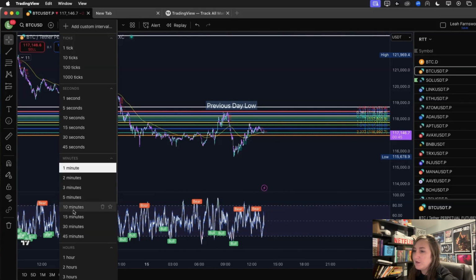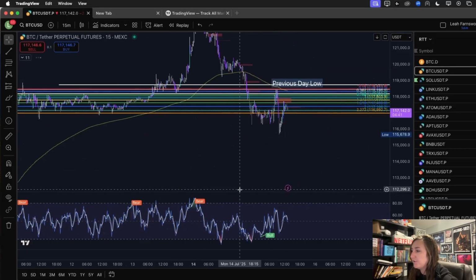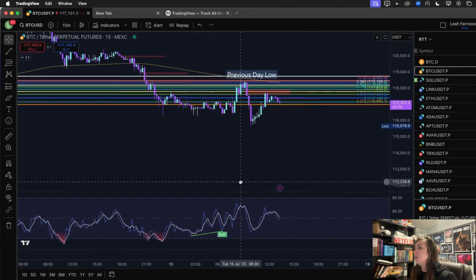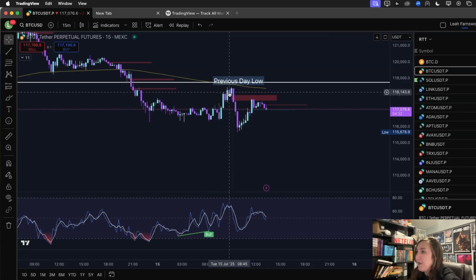We saw this on the 15-minute. Okay. We saw this 15-minute bullish divergence on the RSI. So you've got to be aware of these bullish divergences. Every time I see one of these, sometimes it's just a fake out to the upside. Okay. So you can get a fake out to the upside.